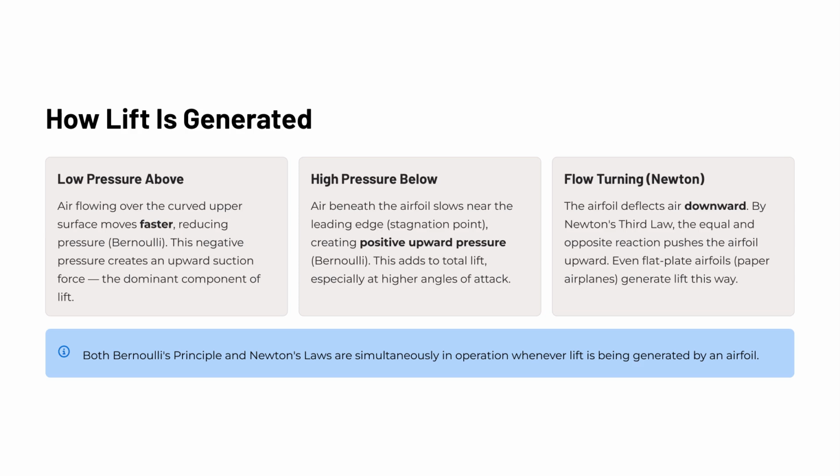Newton's third law provides the third piece of the picture. The airfoil actively deflects air downward, and the equal and opposite reaction to that deflection pushes the wing upward. This flow-turning effect is why even a simple flat surface, like a paper airplane, can generate lift with the right angle of attack. The critical takeaway here is that Bernoulli and Newton are not competing explanations. They are simultaneous, complementary descriptions of the same physical event. A complete understanding of lift requires both.